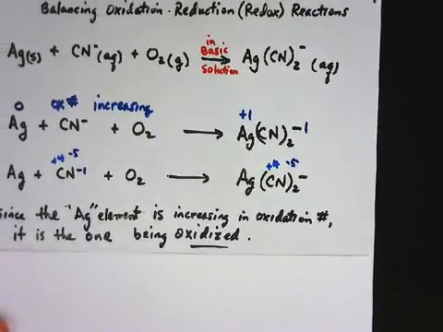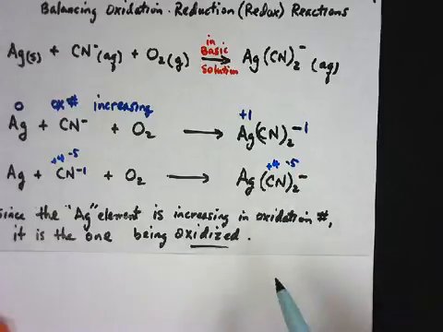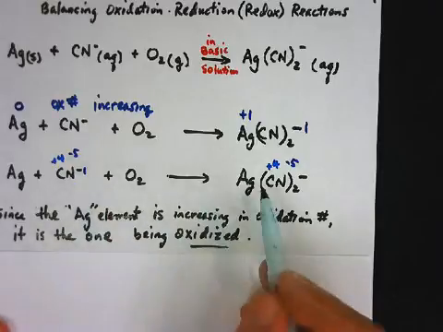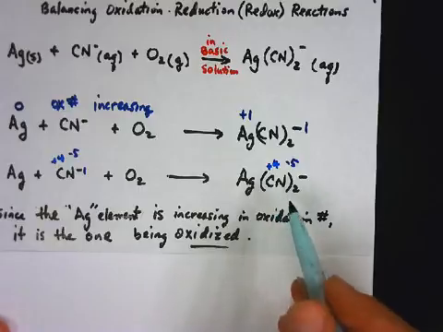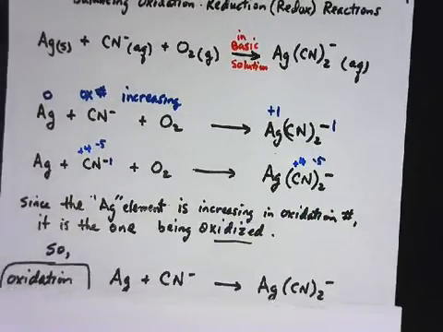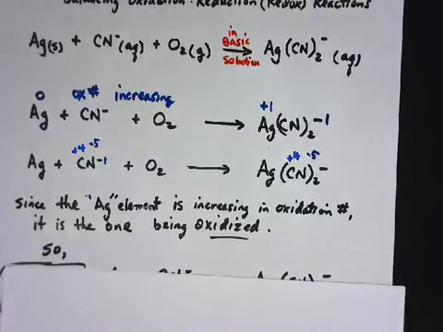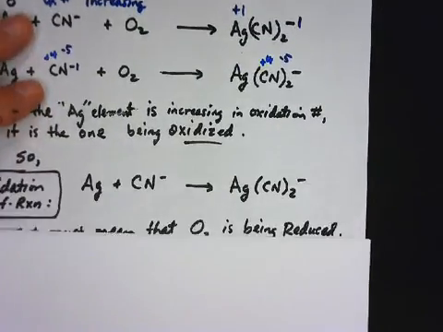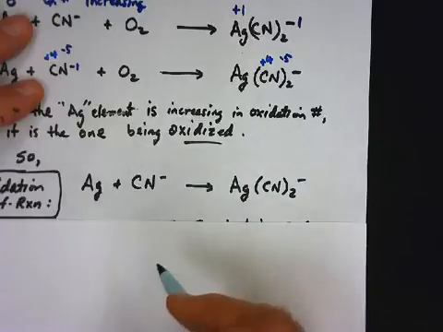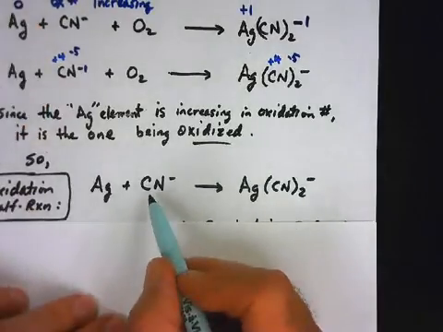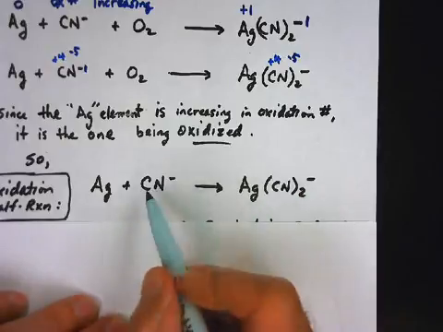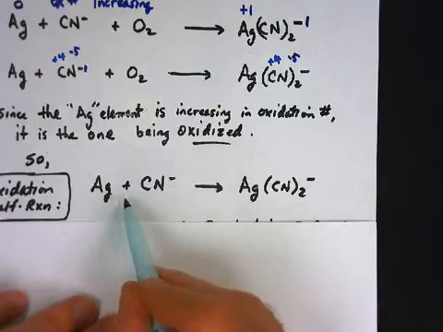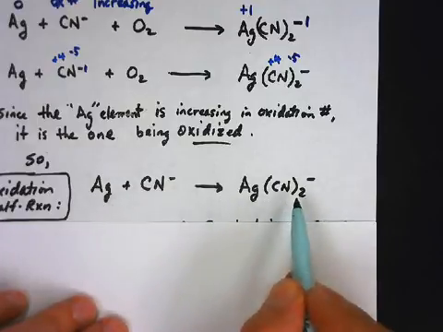Now, since the silver element is increasing in oxidation number, it is the one being oxidized. The carbon and nitrogen's oxidation numbers are not changing, so therefore it must be that the oxygen is being reduced. So I just wrote down the oxidation half reaction, and I included the cyanide here just because it's part of the product. Okay, so this is an unbalanced oxidation half reaction.